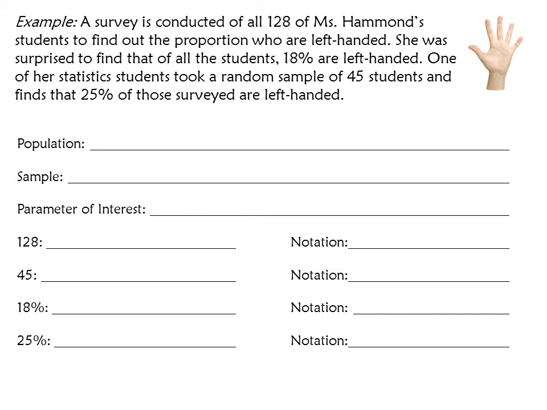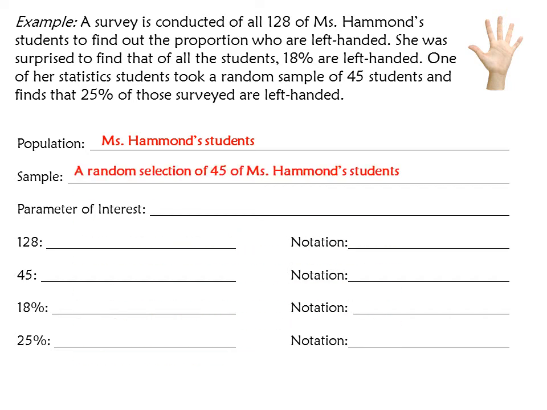A survey is conducted of all 128 of Ms. Hammond's students to find out the proportion who are left-handed. She was surprised to find out that of all the students, 18% are left-handed. One of her statistics students took a random sample of 45 students and finds that 25% of those surveyed are left-handed. The population are Ms. Hammond's students, all 128 of them. The statistics student took a sample of 45 students, randomly.